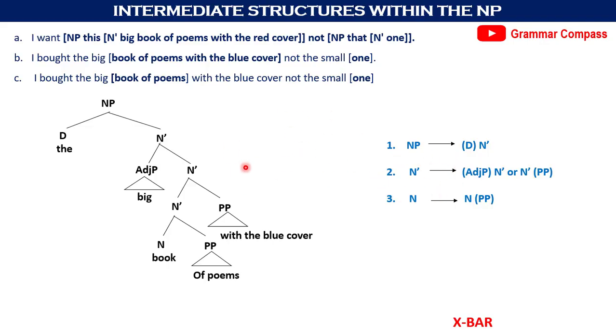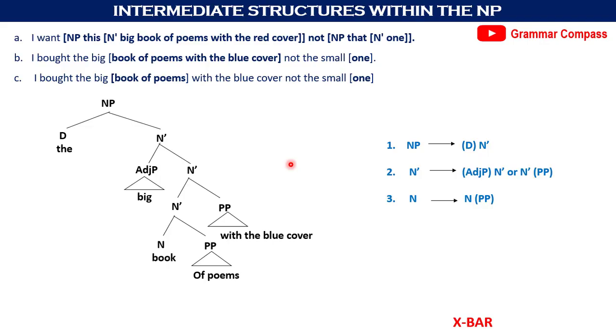Apart from the noun phrase, do we have evidence of intermediate structures in the other phrases as well? If we do not have, then it means that our X-bar rule is very inaccurate. But if we can prove that we have intermediate structures in other phrases as well, then we can depend on the X-bar to account for those intermediate structures.